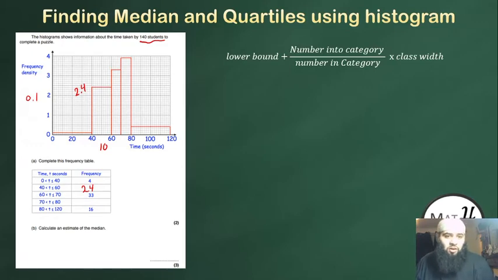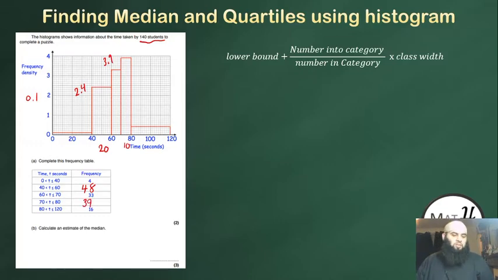So this one over here, 70 to 80, that's 10. Actually, that's a mistake. It should be 20. 20 times this should give us 48. Okay, so this one is 10, and the height of this is 3.9. So 10 times 3.9 gives us 39.